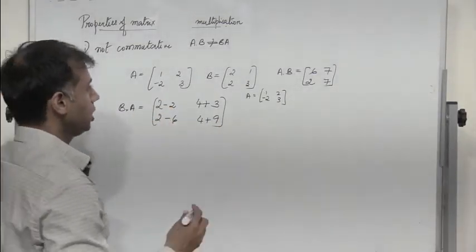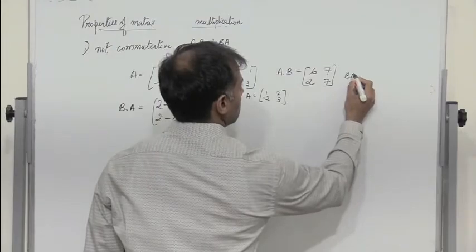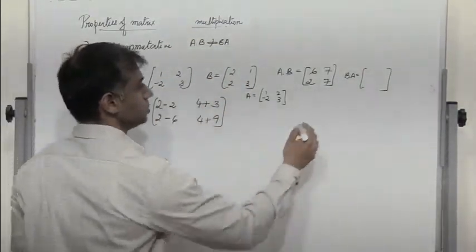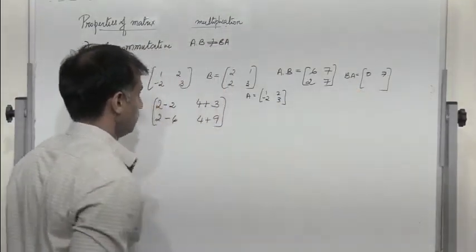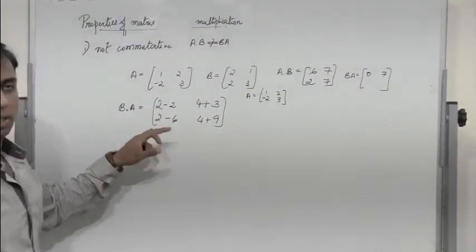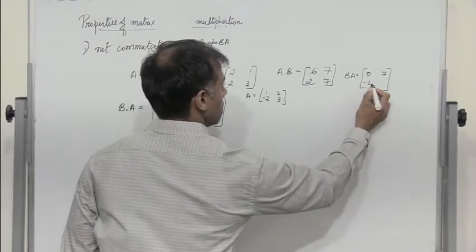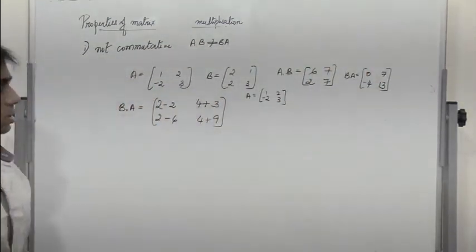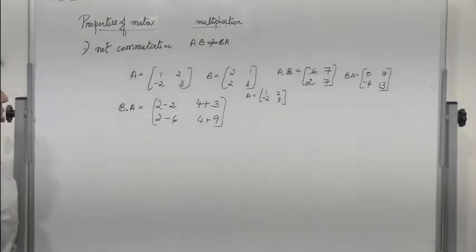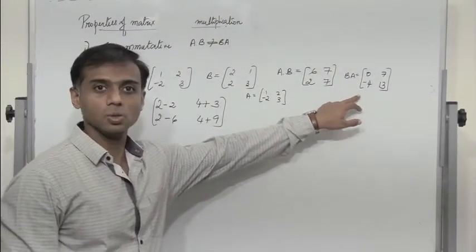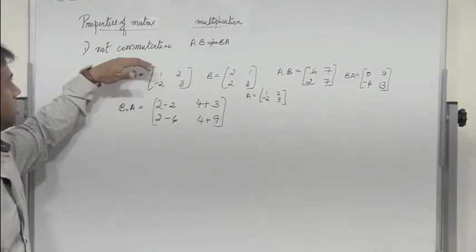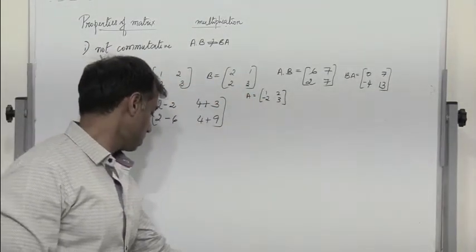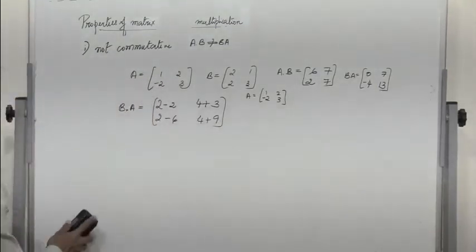So what is B into A? 2 minus 2 is 0. 4 plus 3 is 7. 2 minus 6 is minus 4. 4 plus 9 is 13. Right? So definitely we observe that A into B is not equal to B into A. Right? So matrix multiplication is not commutative. So this is a very important property.